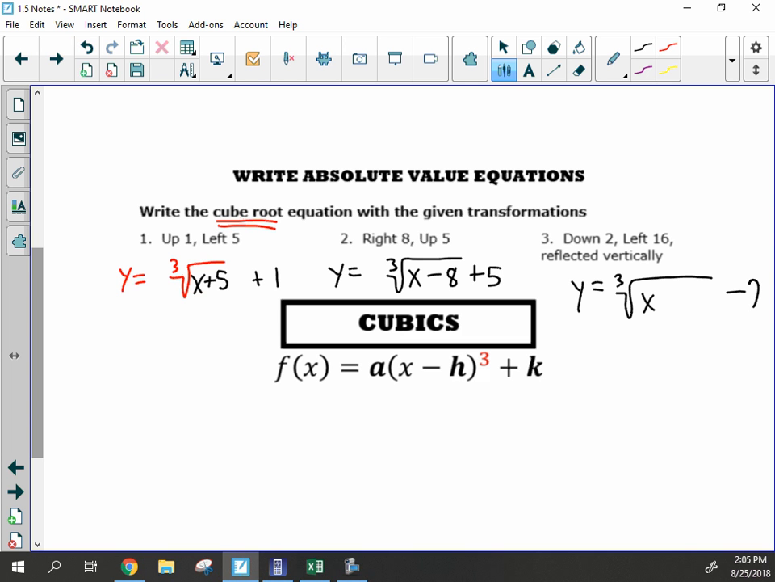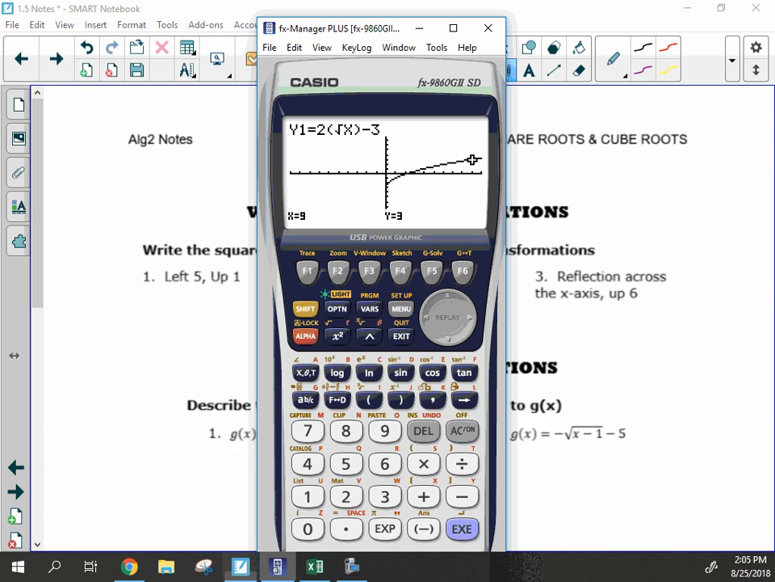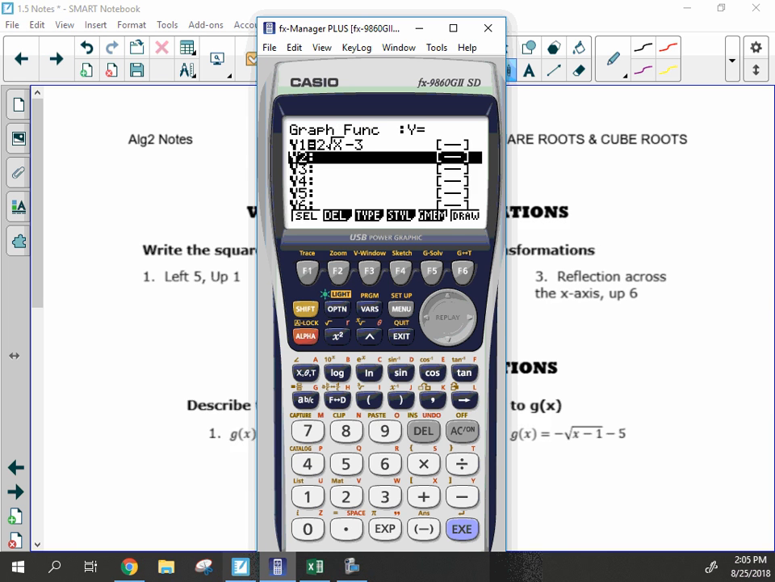So you can see none of the rules change. The only thing is, if we were going to have to graph with the calculator, which I didn't put on here, if we had to graph a cube root in the calculator, to access that button, let me clear this out. It's almost like putting in a square root, but we just go next door.